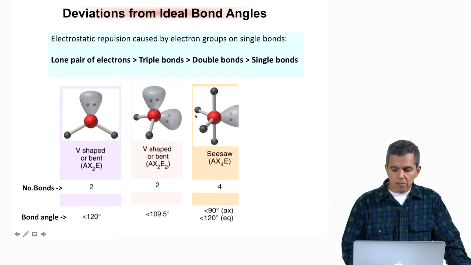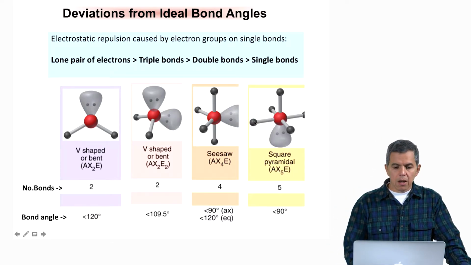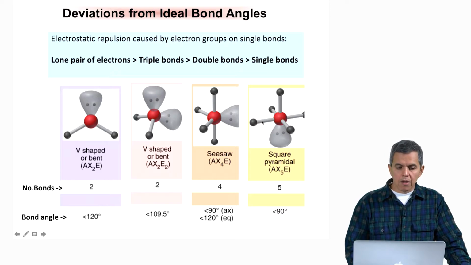The last example represents this octahedral configuration. The molecular shape is the square pyramidal, or AX5E. We have 5 bonds here, 5 bonded atoms, and the ideal angles for all of the different bonds should be 90 degrees. But because of the repulsion of the lone pair of electrons, these angles are going to be less than 90 degrees.